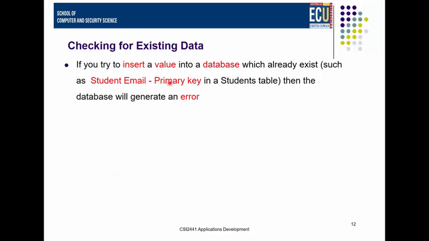So primary keys help us to avoid redundant information in the database. For example, if you have a student email address as a primary key, and you are trying to add a new student, which you think is a new student, but the email address already exists. If you try to add it, the database will give you an error because you cannot have duplicate information against that primary key.